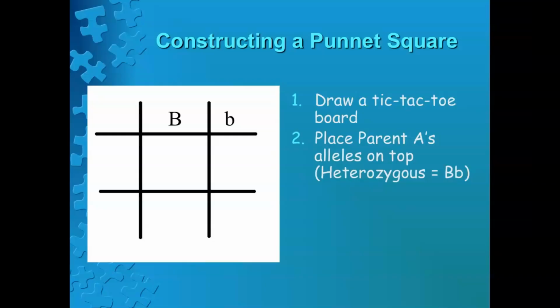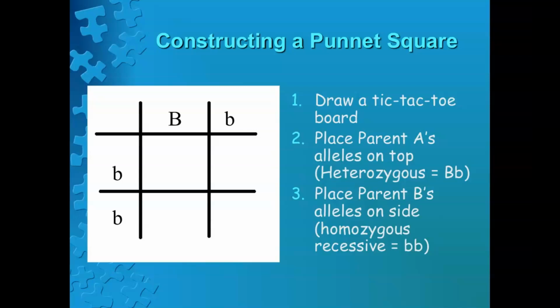So your parent A, whoever your one parent is, their alleles are going to go across the top. Typically, this is your male parent if you happen to know that information. And in this case, this parent is heterozygous for this B allele that we're tracing. Okay, so big B usually goes first, little b goes second.